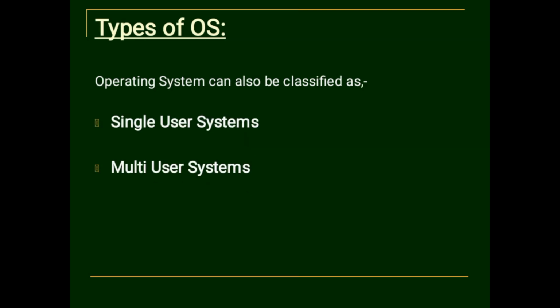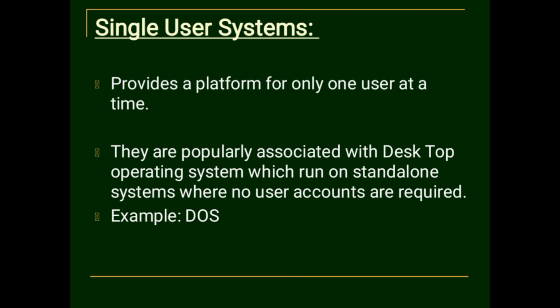Types of OS. Operating systems can also be classified as single user systems and multi-user systems. There are 2 types of OSs. A single user system provides a platform for only one user at a time. They are popularly associated with desktop operating systems which run on standalone systems where no user accounting is required. For example, DOS.